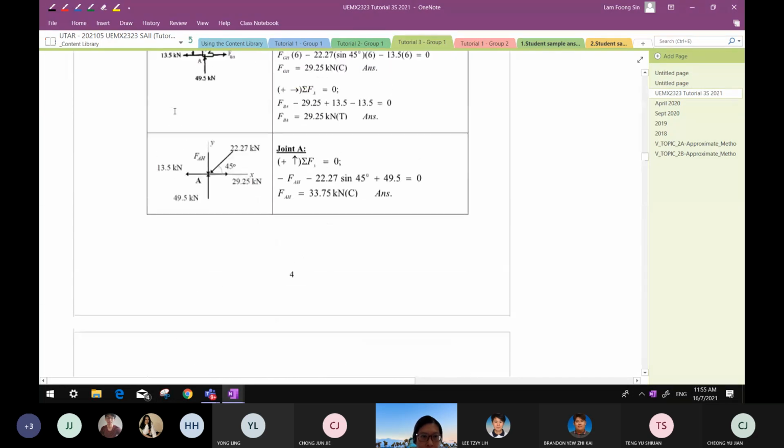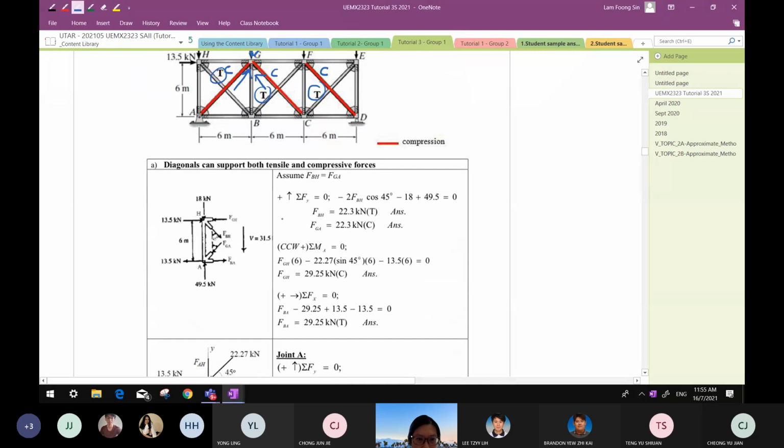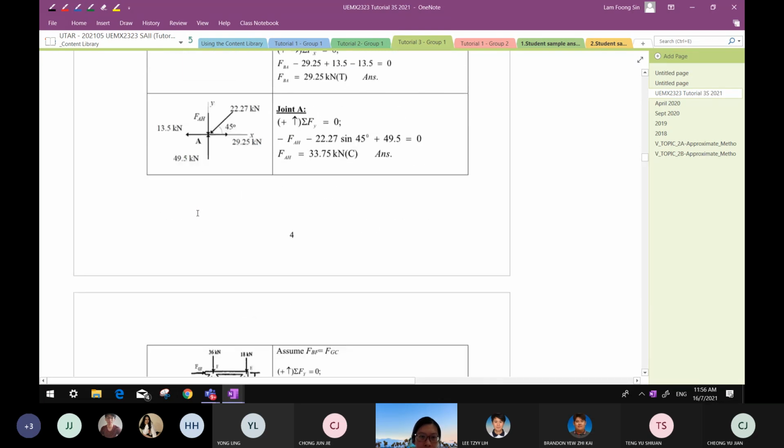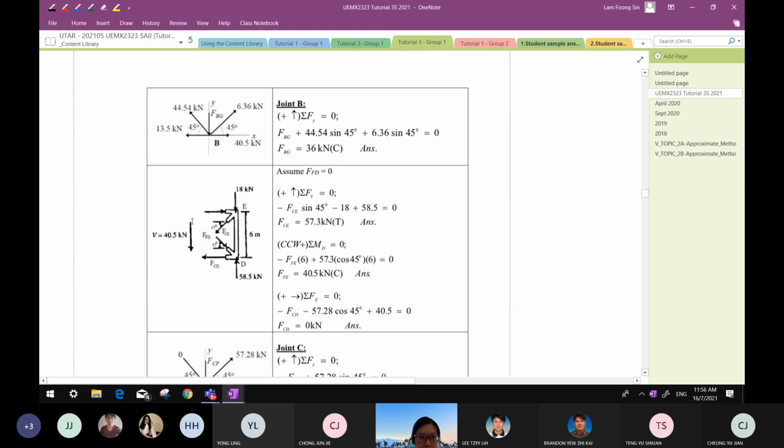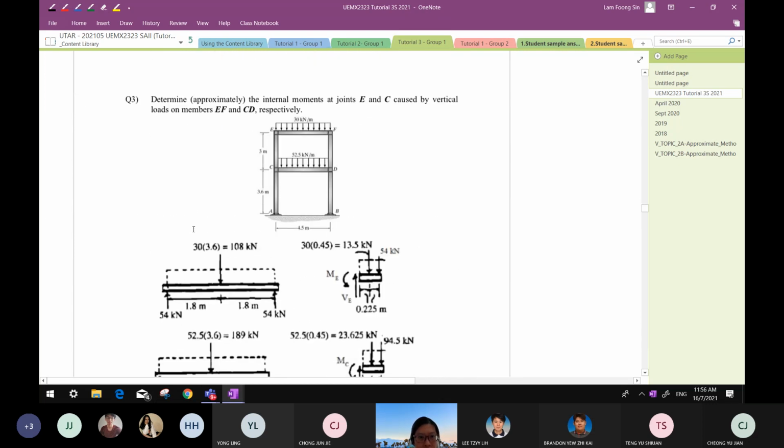Okay. Again, just your smiley face. So when you take moment about A, do you take moment here? Yeah, here about A, right? So basically GH and got 13.5. So yeah, okay. So I think you can use this as well. So this is quite straightforward. So it's just a matter of drawing your statics. Okay, so no question with the truss.